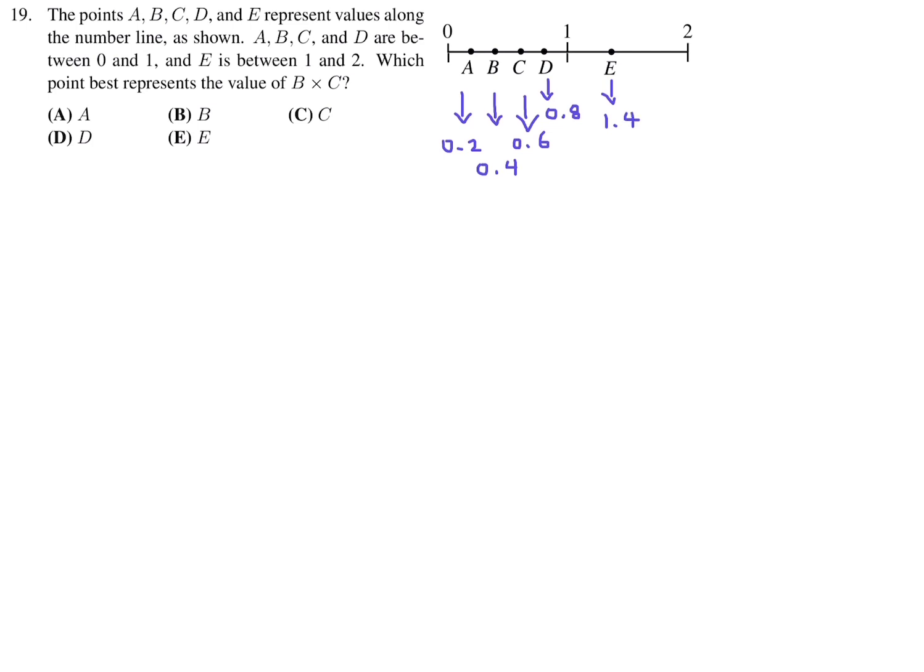Now they're saying B times C. All right, well, what is B? I assigned it as 0.4. And C I have assigned as 0.6. So B times C would be 0.4 times 0.6, which is 0.24. And which one of those is closest? Well, obviously it's A. So number 19, the answer is A.